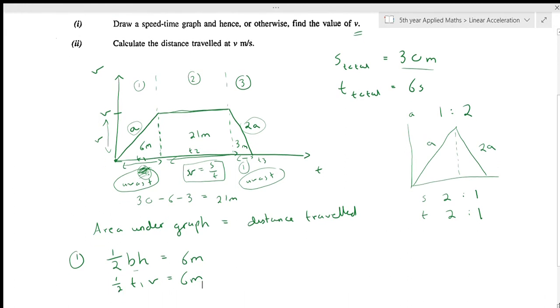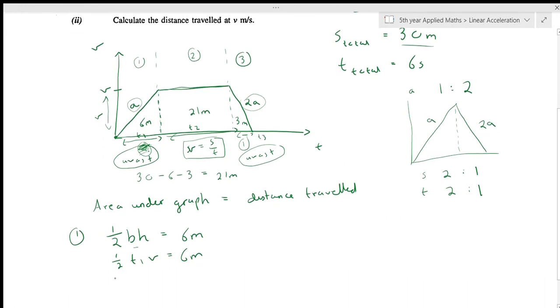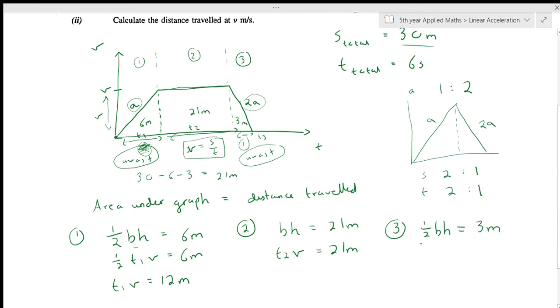which means t1 times v equals 12 meters. Let's do that again for the other sections. If we look at stage 2, area equals distance travelled. The area is just going to be the base times the height, which equals 21 meters. The base is t2, the height is v, that equals 21 meters. We'll do it again for stage 3. Half the base times the height, this time equals 3 meters. That's a half of t3 times v equals 3 meters.